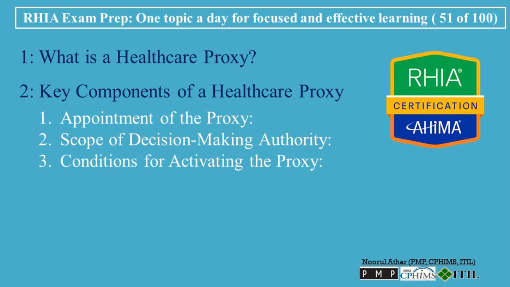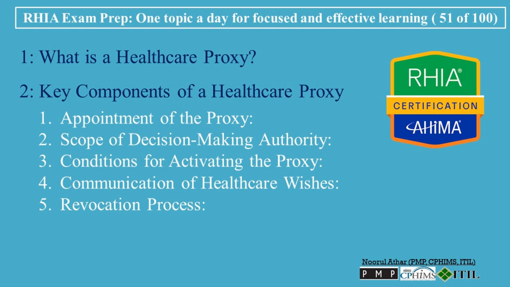3. Conditions for activating the proxy. A healthcare proxy typically becomes active only when the principal is deemed incapable of making their own medical decisions. This determination is usually made by a healthcare provider, who assesses the patient's mental and physical condition. 4. Communication of healthcare wishes. The document may also include specific instructions about the principal's preferences for care, such as whether they would want life-sustaining treatments, pain management, or resuscitation in certain circumstances. These instructions help guide the proxy in making decisions that align with the principal's wishes.